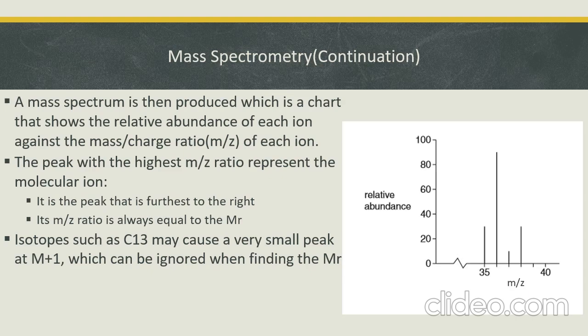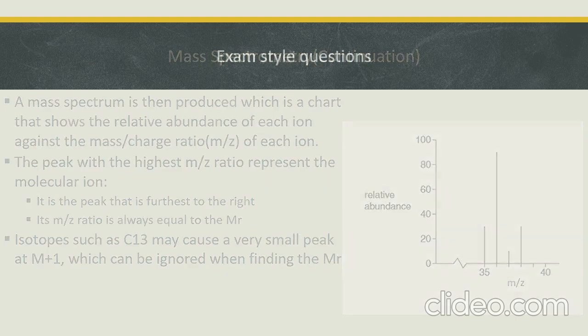So isotopes such as chlorine-13 may cause a very small peak, which can be ignored when finding the Mr. So in the exam, they might give you a chart, for example, chlorine-13, and tell you to find the Mr. So you look at the peak with the highest m/z ratio, the one towards the right. But let's say you find something very small, you can ignore it. So yeah. Exam style question.